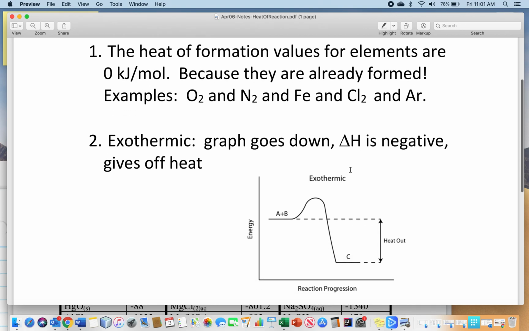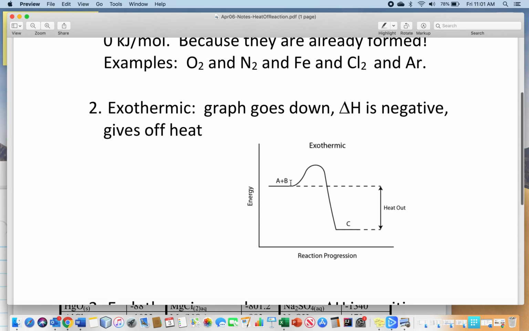If a chemical reaction gives off heat, the graph looks like this. It goes down. The reactants have a higher energy content than the products. They release heat. Delta H is negative, gives off heat.